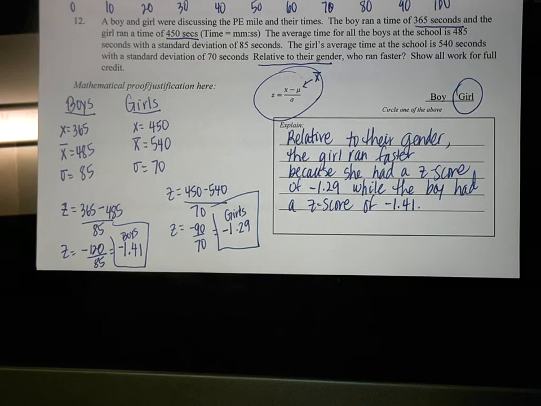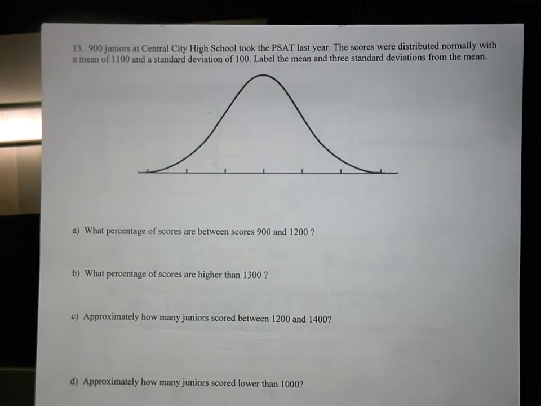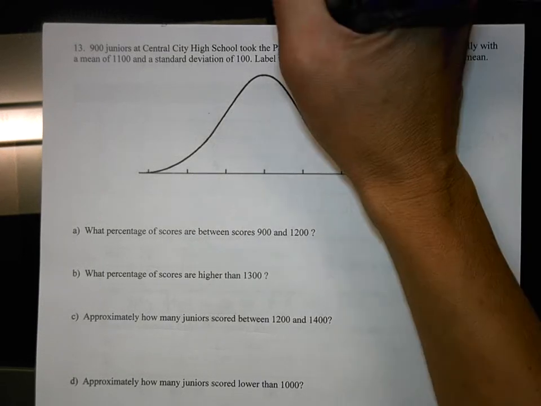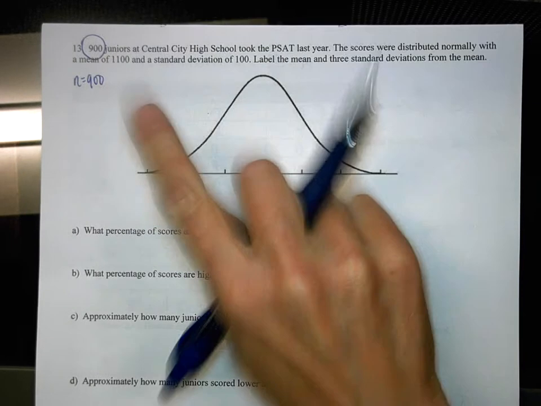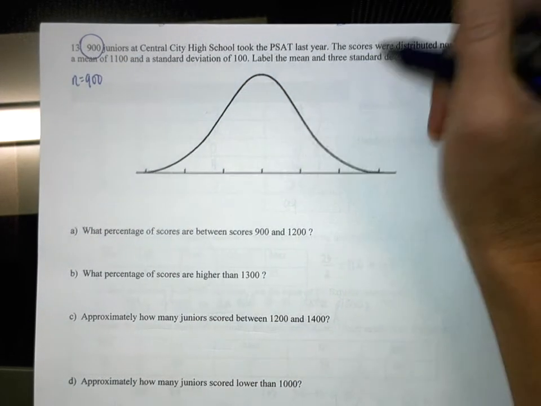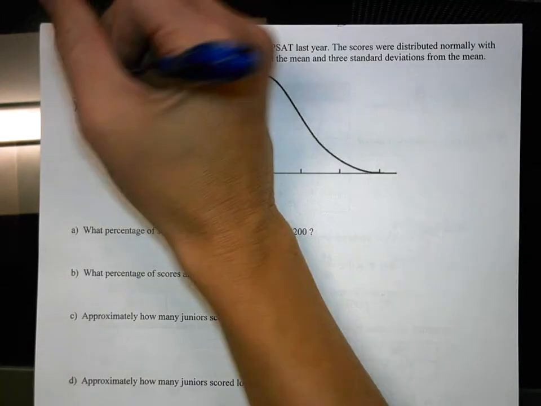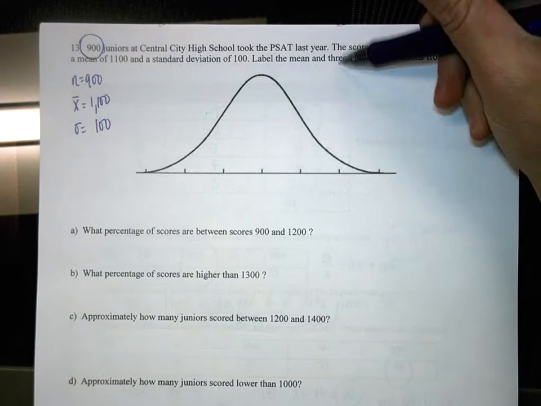Okay, let's go ahead and move on to number 13, which is our last problem. Okay, 13. 900 juniors at Central City High School took the PSAT last year. So first of all, I just want us to know N equals 900. There are 900 juniors, 900 people taking the test. It's important to know that number. Okay, it says the scores were distributed normally with a mean, so that's our x bar, of 1,100 and a standard deviation of 100. Okay, label the mean and 3 standard deviations from the mean.